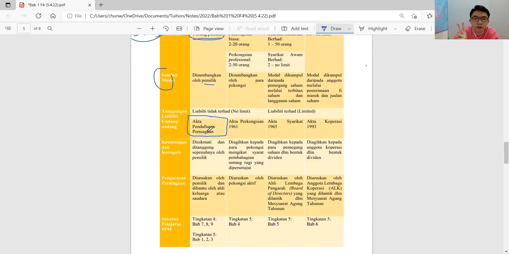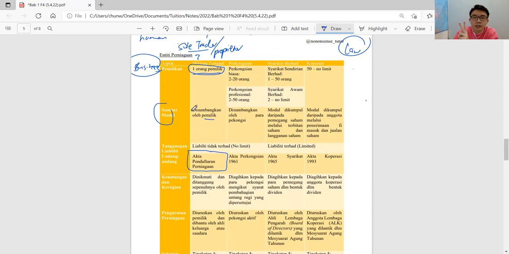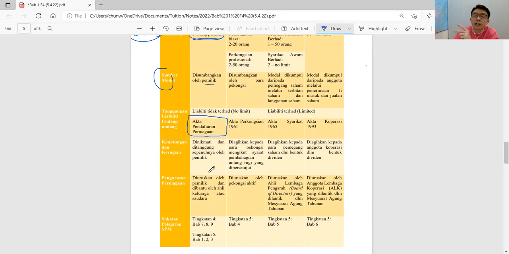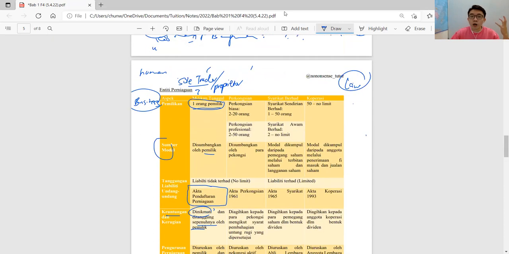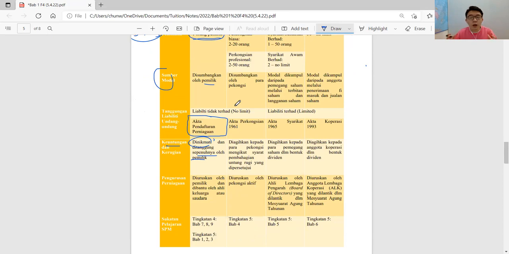Of course, one good thing about this Milikan Tunggal is you will get to enjoy all the untung. Nampak tak? All the keuntungan akan dinikmati sepenuhnya oleh pemilik. So let's say you start a Milikan Tunggal. When you earn money from this business, you can have all the untung, all the profit by yourself. But at the same time, because you have all the untung, you may also have all the rugi. You need to tanggung all the rugi.